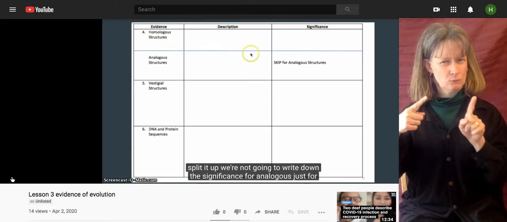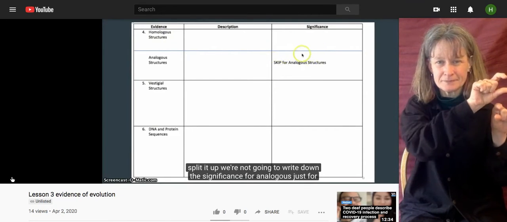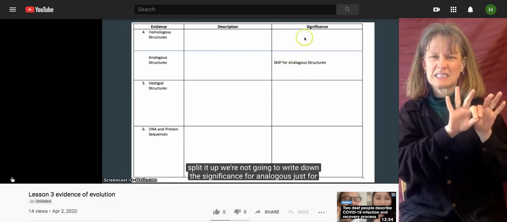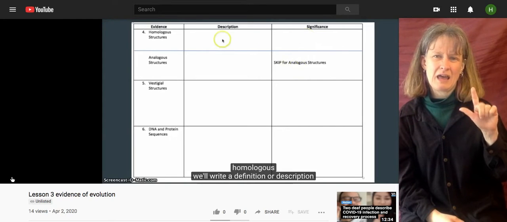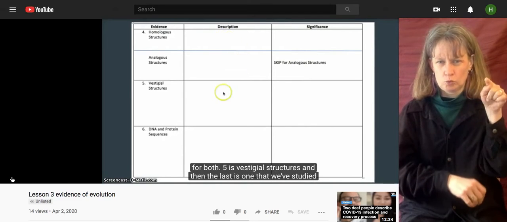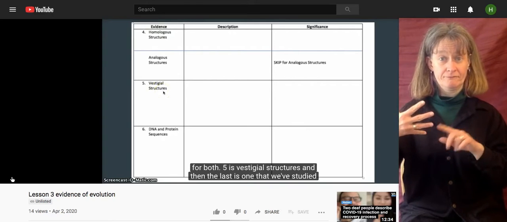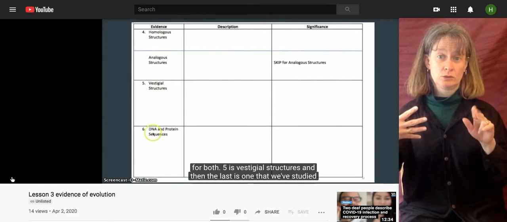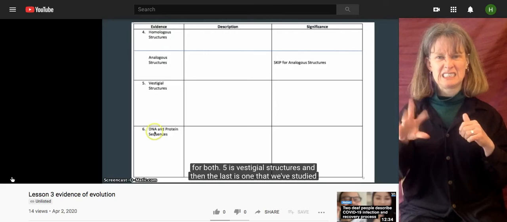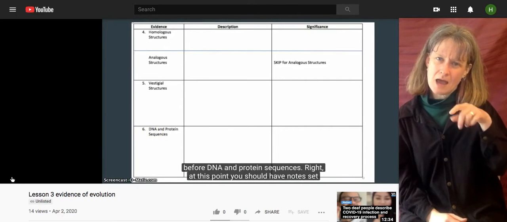For number 4, I've split it up. We're not going to write down the significance for analogous, just for homologous, but we'll write a definition or description for both. 5 is vestigial structures, and then the last is one that we've studied before, DNA and protein sequences.